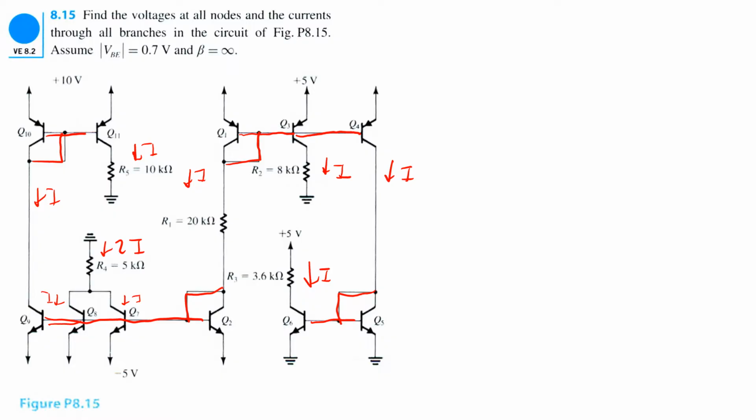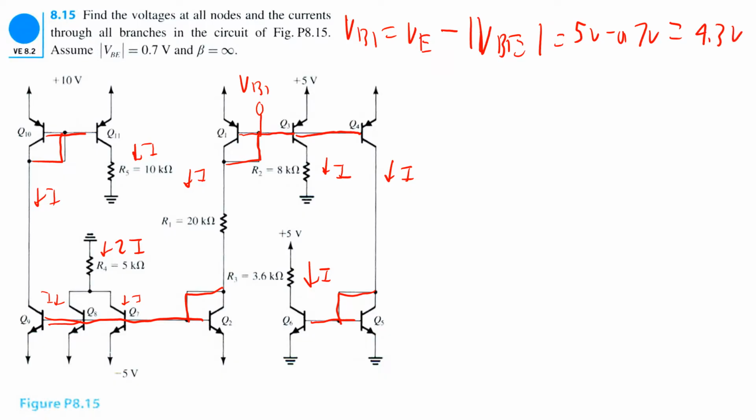Let's go back to where we started, Q1. This would be the voltage at the base of Q1. And again, this would be the same voltage for the base of Q3 and the base of Q4. So the voltage VB1 will be equal to the voltage at the emitter of Q1 minus the voltage drop from base to emitter. So this is equal to 5 volts minus 0.7 volts, which is equal to 4.3 volts.